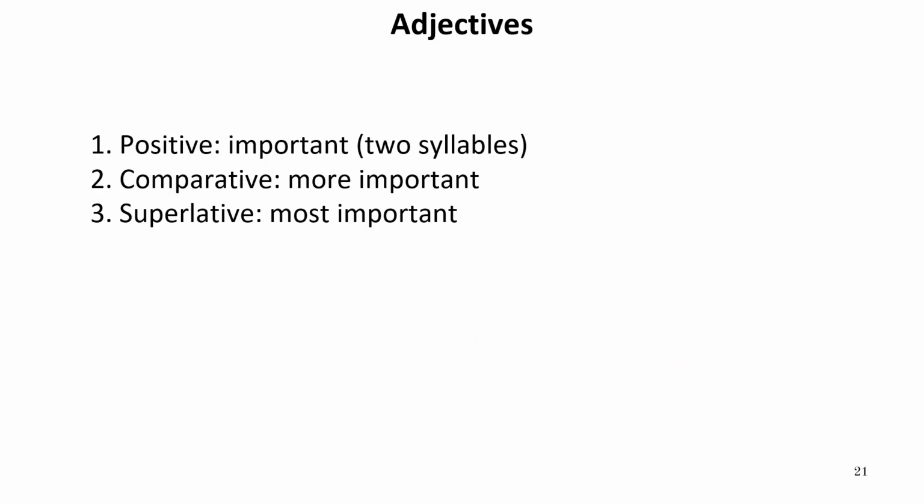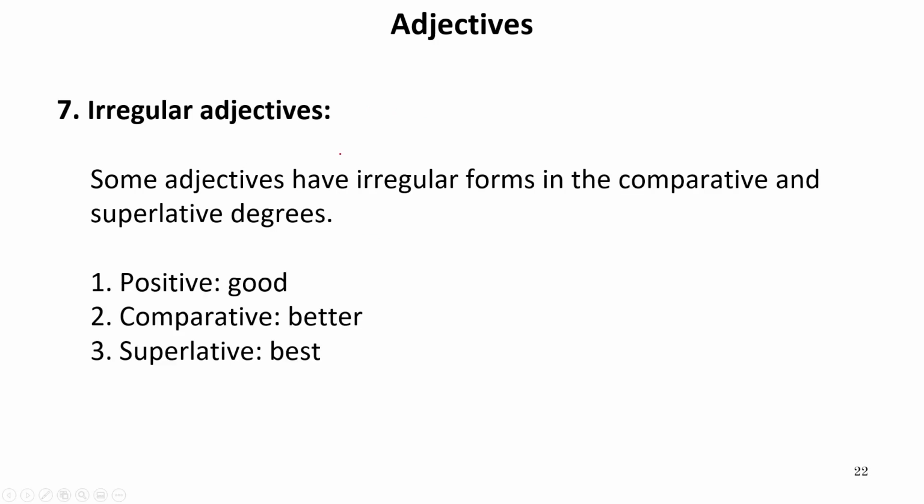Positive degree, there are some more examples. Important. So how many syllables are there? Actually we have three syllables over here: 1, 2, and 3. So the comparative degree is more important and the superlative degree is most important. Now let us move further.